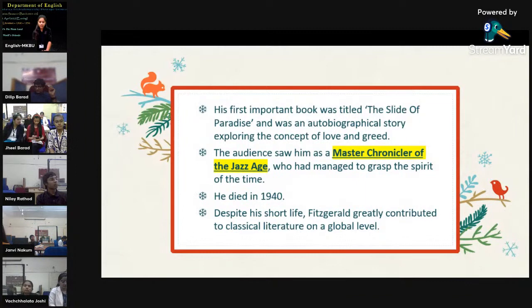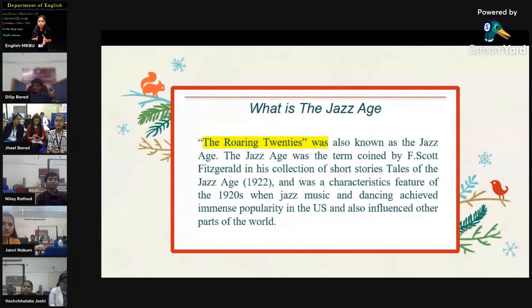Despite his short life, Fitzgerald greatly contributed to classical literature on a global level. This is the topic: What is jazz? First, the word jazz. The word jazz comes from American history. The Historical Dictionary of American Slang says it means spirit and a voice.